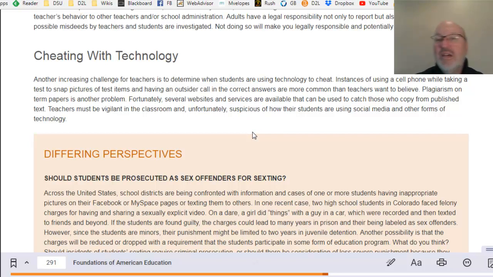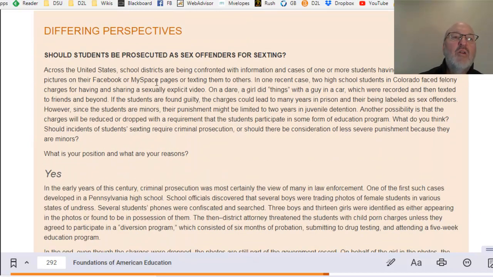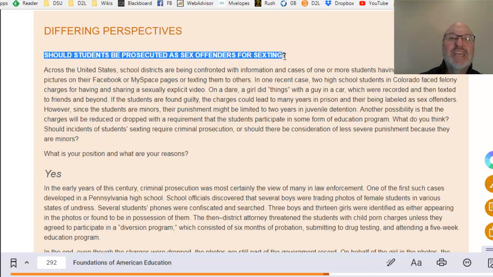It is really hard for me to catch, especially on the tests that I give you in this class. But if I ever suspect that you are cheating, I'll prosecute you to the fullest, which is at the very least you fail the course. If it's more than a first offense, you're suspended from the program. Do your own work. Okay, and here's our question for the week: should students be prosecuted as sex offenders for sexting?